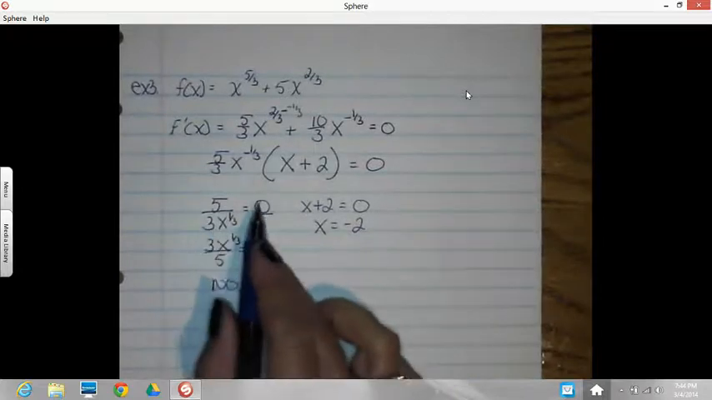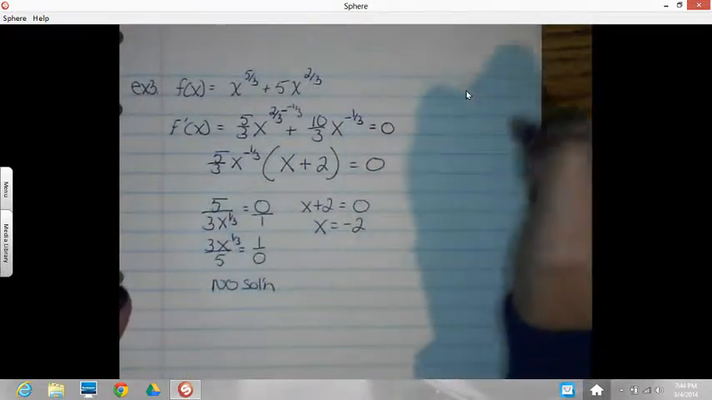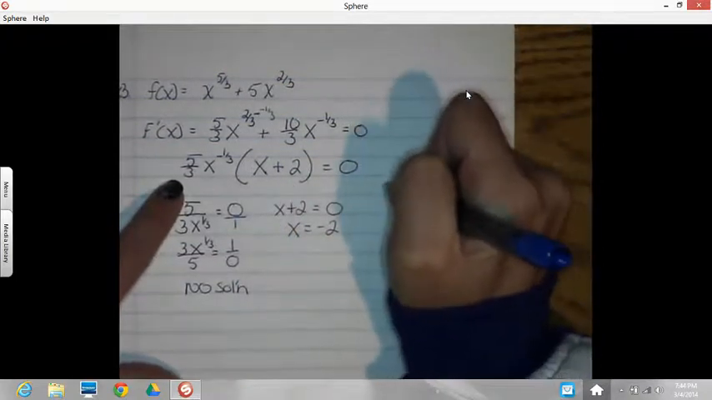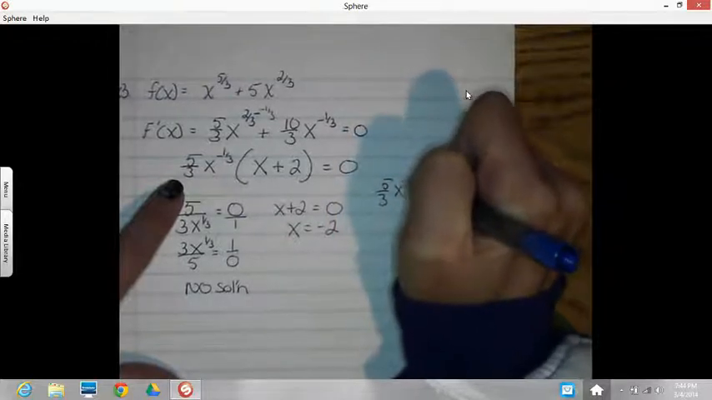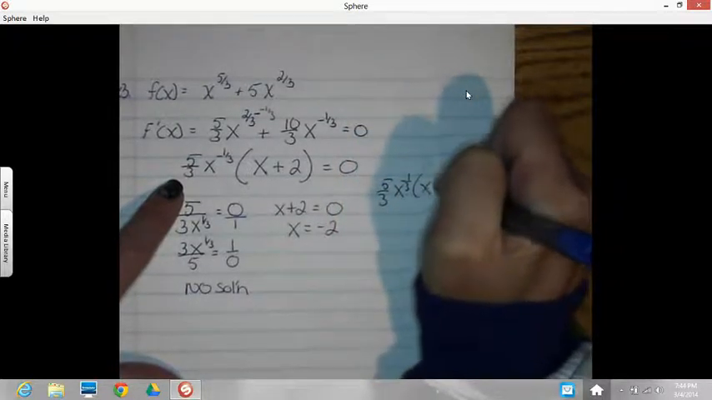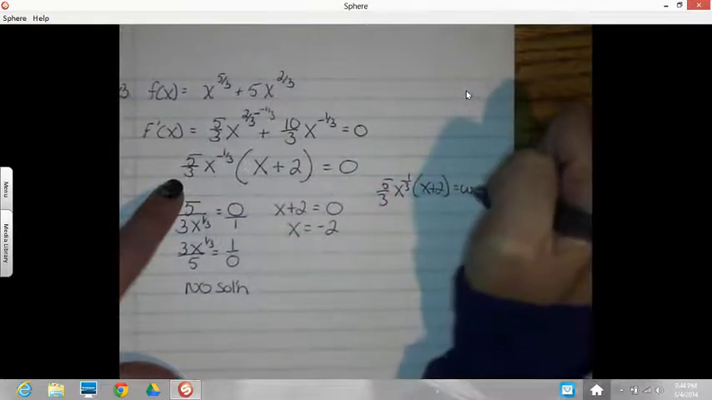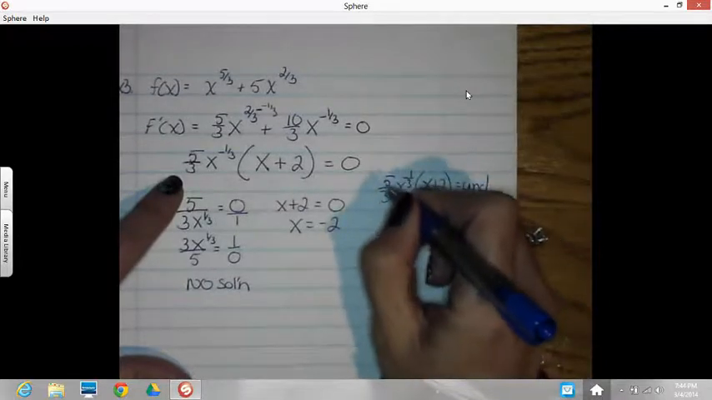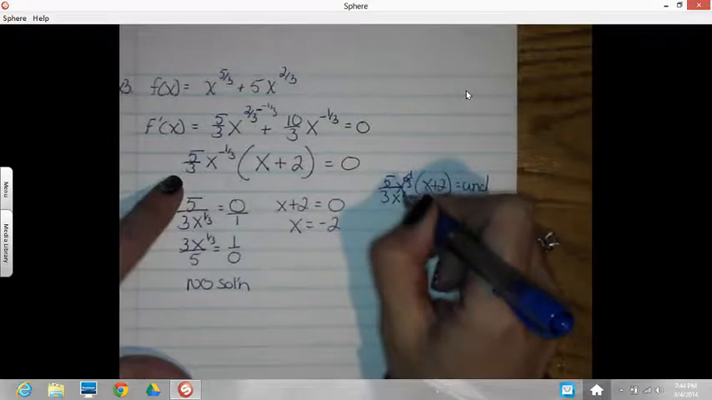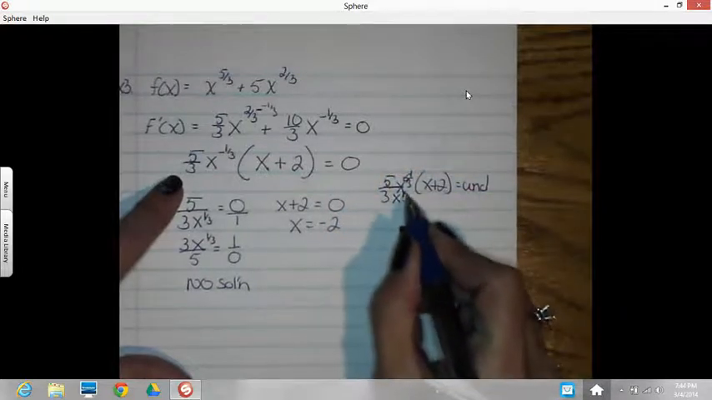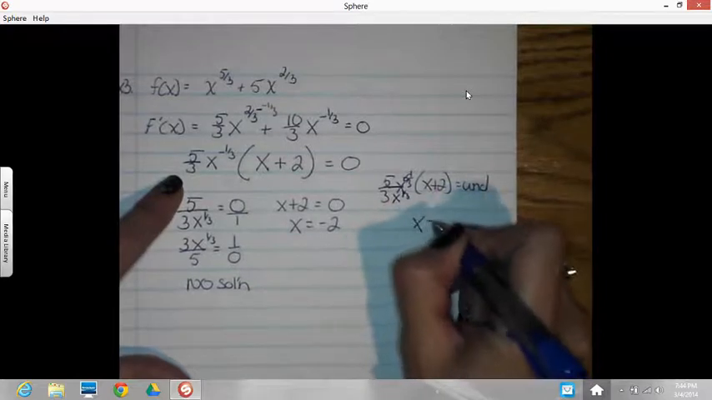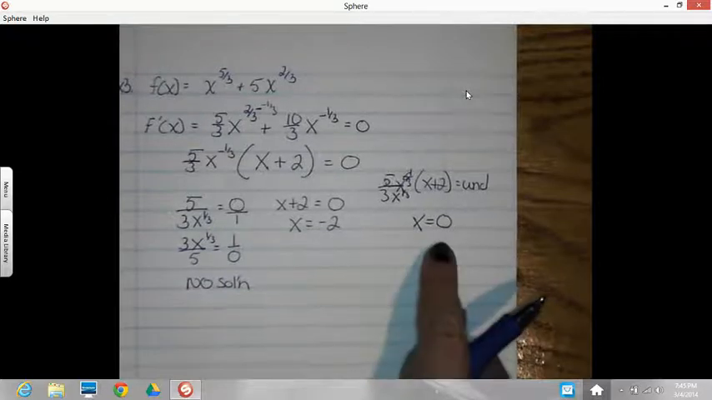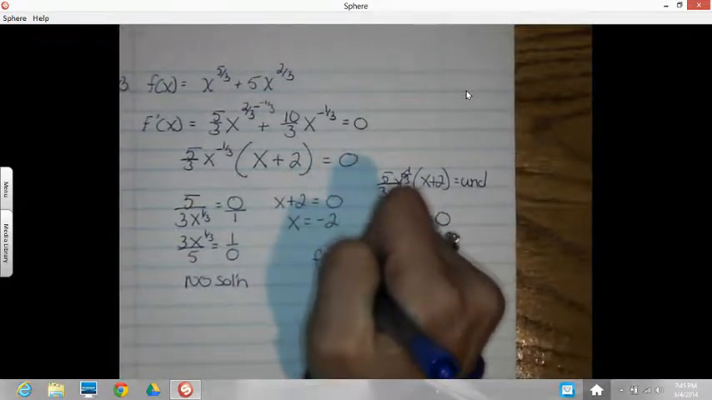But this does help me right here with the undefined. Is this function ever going to be undefined? 5/3 x to the negative 1/3 times x plus 2, undefined. Again, it's when your denominator equals 0. I don't know why I didn't write it with the over. X to the 1/3. So what value for x is going to make this whole denominator equal 0? That's a big fat 0. So we've got two critical points, negative 2 and 0. Make the little number line graph to identify what they are.